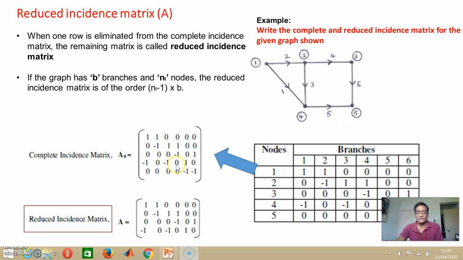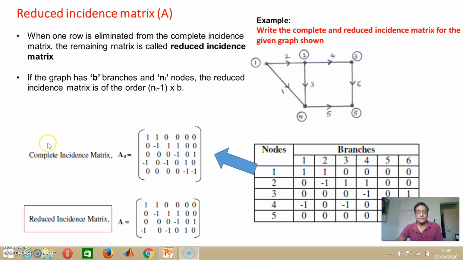And as far as the procedure or the definition stated here is concerned, it is very simple. You delete any one row from this matrix, and it becomes a reduced incidence matrix. And now here I think the last row is deleted. It has become a reduced incidence matrix. So there could be a number of reduced incidence matrices produced from a complete incidence matrix, because I may delete the second row, I may delete the third row, I may delete the fourth row. So any row can be deleted to get the reduced incidence matrix.